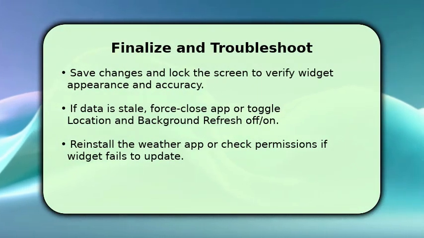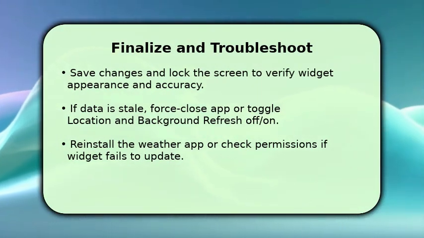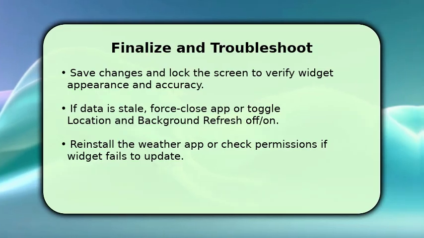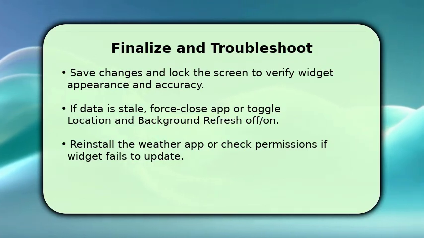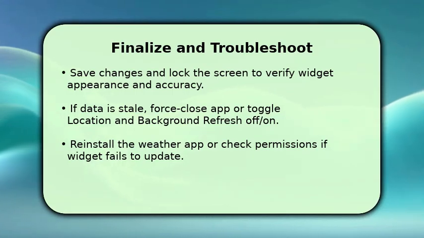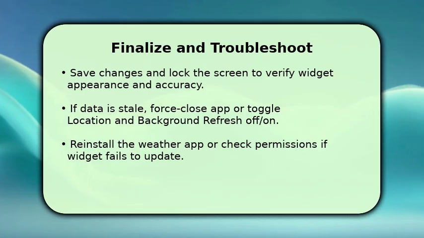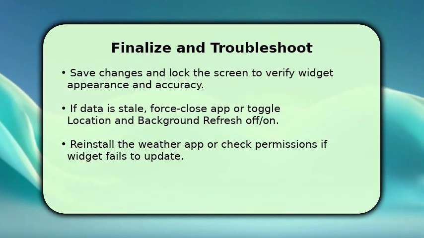If the widget shows stale or missing information, first force close the Weather app and reopen it, then toggle location and background refresh off and on to restart updates. If problems persist, reinstall the Weather app or reset its permissions. Finally, reboot the phone. One key troubleshooting tip: always check battery saver or data restrictions.